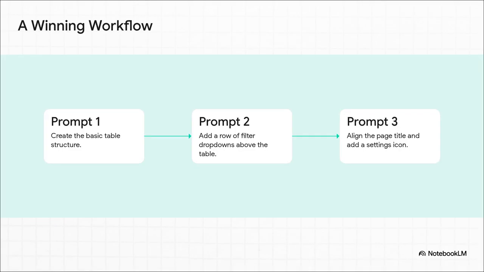Let's circle back to our user, Tempo. This is how they finally cracked the code. First, just a simple prompt for the basic table. It worked. Then a separate prompt to add the filters on top. Perfect. And finally, a third prompt to tweak the title and add an icon. By breaking it down step by step, they guided the AI, kept control, and got a flawless result.